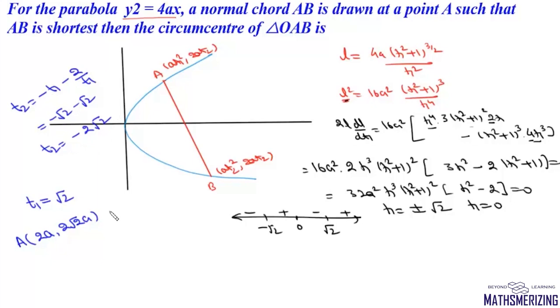So now we can write B also. So coordinate of this point B will be (a t2 square, 2a t2). It will simply be 8a, and the y-coordinate will be minus 4 root 2 a. Now we need to find circumcenter of this triangle OAB.